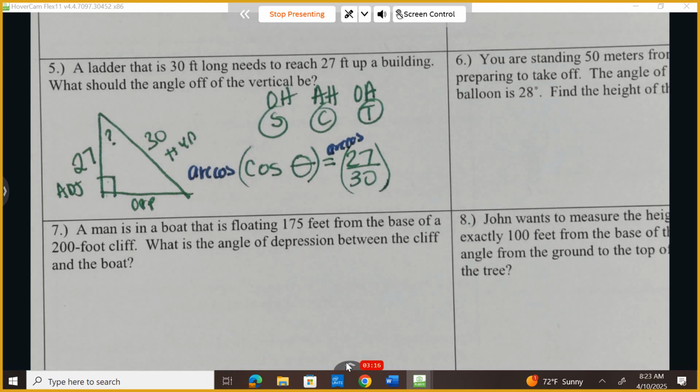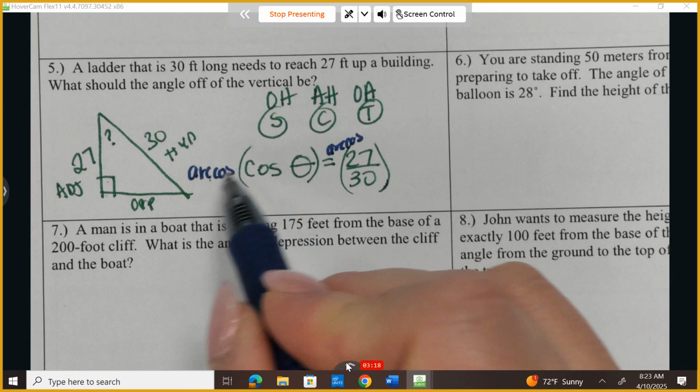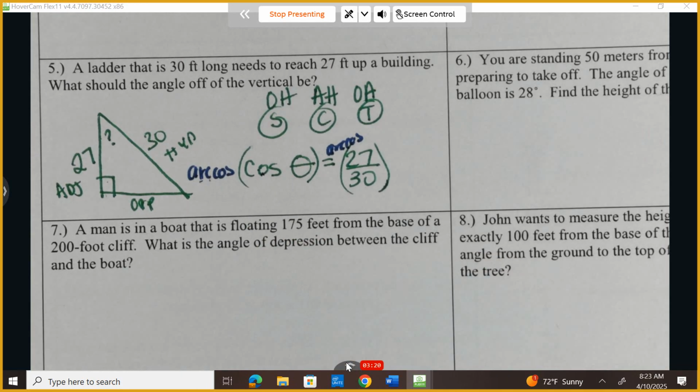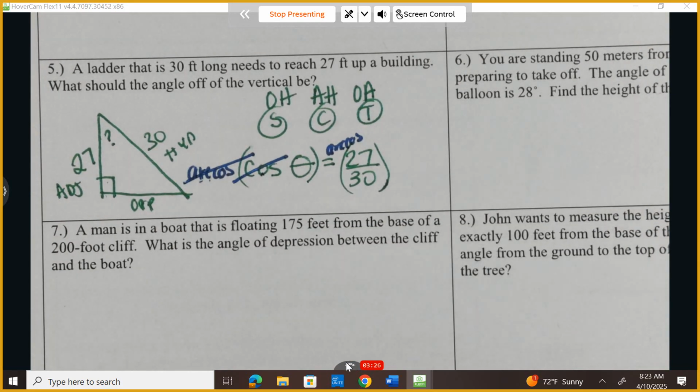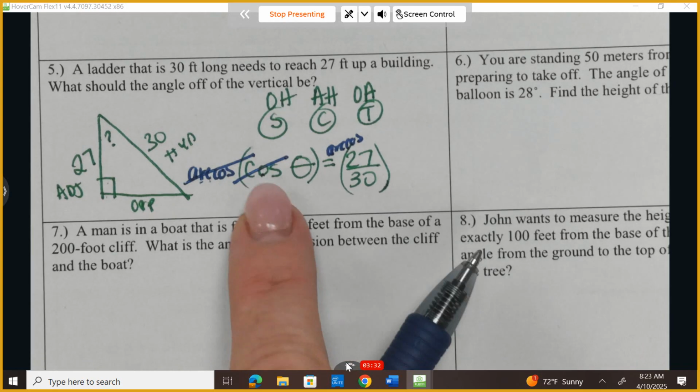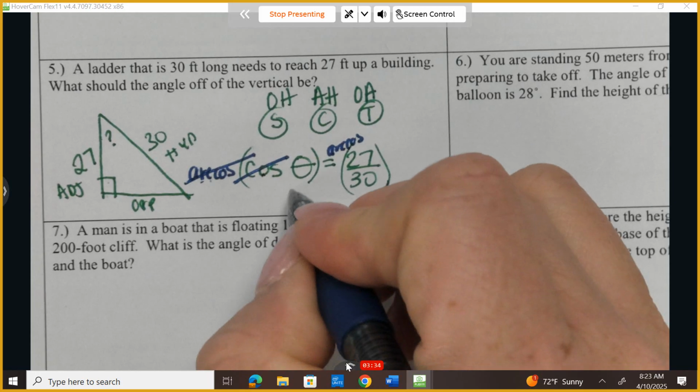Now, what does that do? Well, on the left-hand side, arc cosine and cosine are going to cancel each other out. They're going to simplify and disappear. That's the reason why I do that. Just like when we're solving, opposite of adding is subtracting, opposite of multiplying is dividing. Well, opposite of cosine is arc cosine. I'm left with this angle.